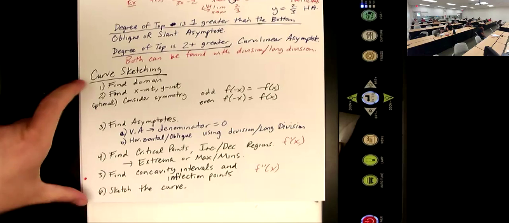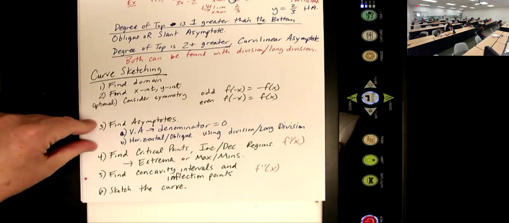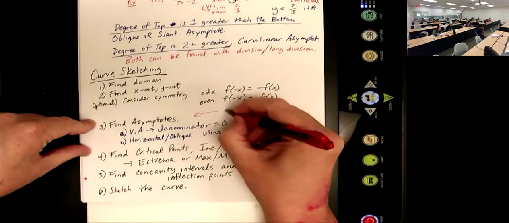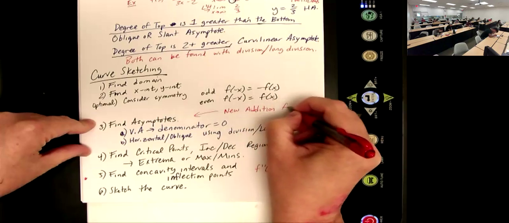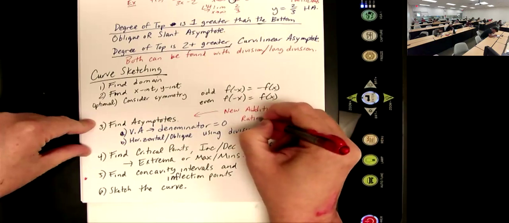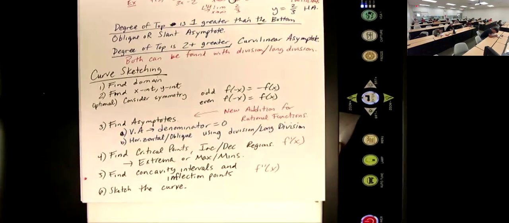Like all of this really applies to the polynomial function except for 3. So step 3 was the new addition for rational functions. If you use this list for any type of graphing, you might just end up skipping over asymptotes, because it doesn't have any asymptotes. But the list would be the same for all of it.